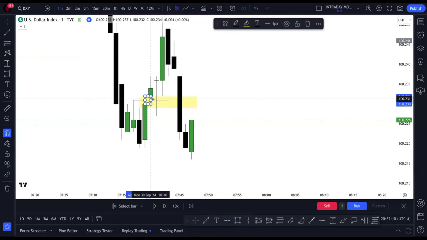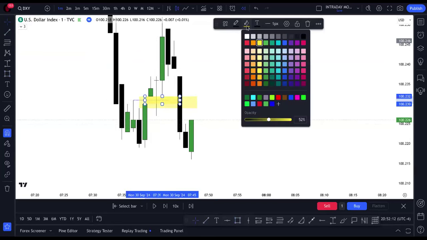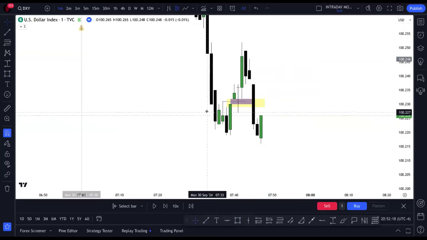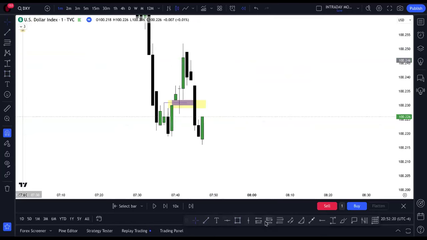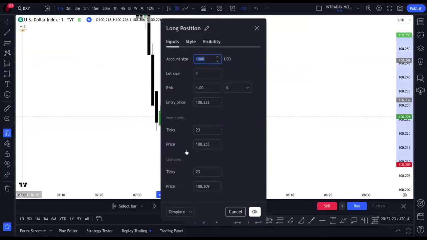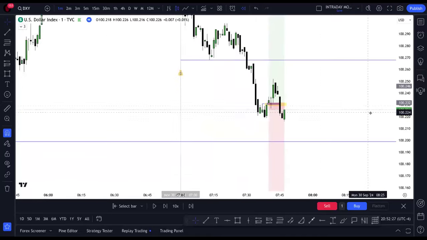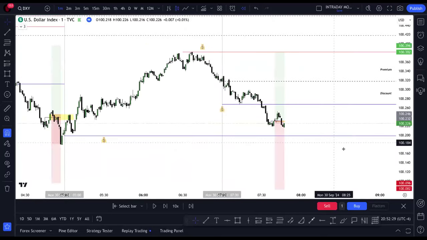If you're versed in ICT, you know these PDA arrays. We'll make it purple. You've got the volume imbalance. This is an entry for me. This is also an entry. But there's another one that forms. Since this is the first one that forms, we'll mark this off. And that's that triple confluence idea again.